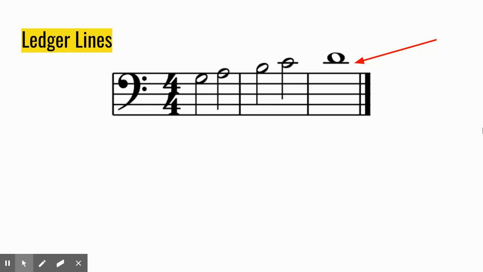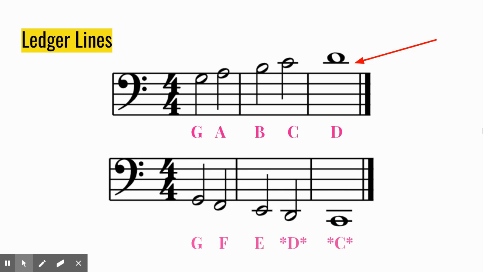Notes can technically go higher than this, but this is the highest you'll need for now. Ledger lines can also extend lower. Notice how the names now move backwards in the alphabet because the notes are moving lower. The notes that are surrounded by stars are notes that cellos can play, but basses can't. Keep in mind that even though cellos can play that low C, the bass E there will sound lower than the cello E.